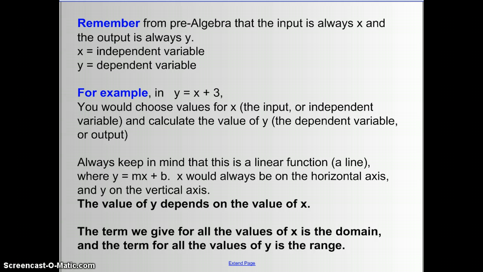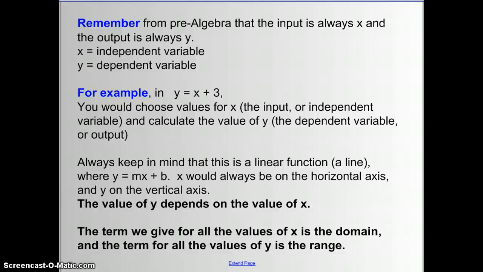Remember from pre-algebra that the input is always x and the output is always y. In other words, the input is the variable that you're giving a value to, and the output is the variable that you're calculating a value for. Okay? So x is the independent variable. That means it's not depending on anything. You're choosing it. And y is the dependent variable because it depends on the value of x.